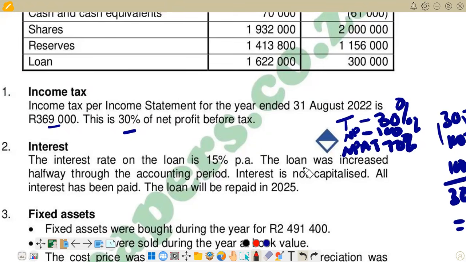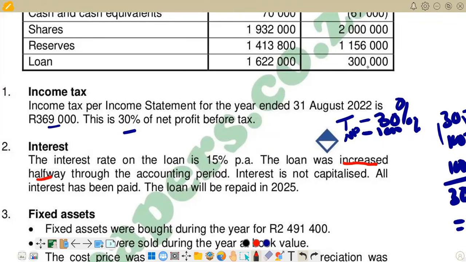When the statement is saying the loan was increased, if you check there, the loan was increased halfway through the accounting period. So what it means, it started as 300,000, then at the middle of the year, it increased to 1,622,000. So it means these amounts did not stay. We have got an amount which did not stay the whole year.